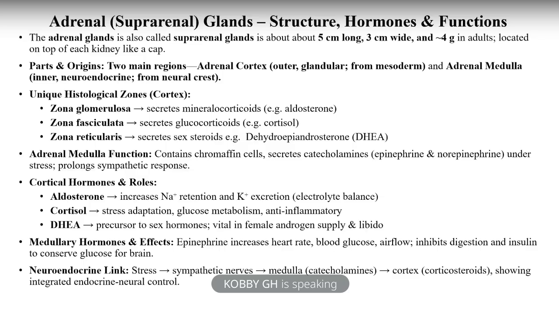Epinephrine is a hormone produced by the adrenal medulla, responsible for sympathetic activities. Norepinephrine is also produced by the medulla, responsible for parasympathetic activities. For the last time, the adrenal medulla produces two hormones. Together, the hormones produced by the adrenal medulla we call catecholamines.